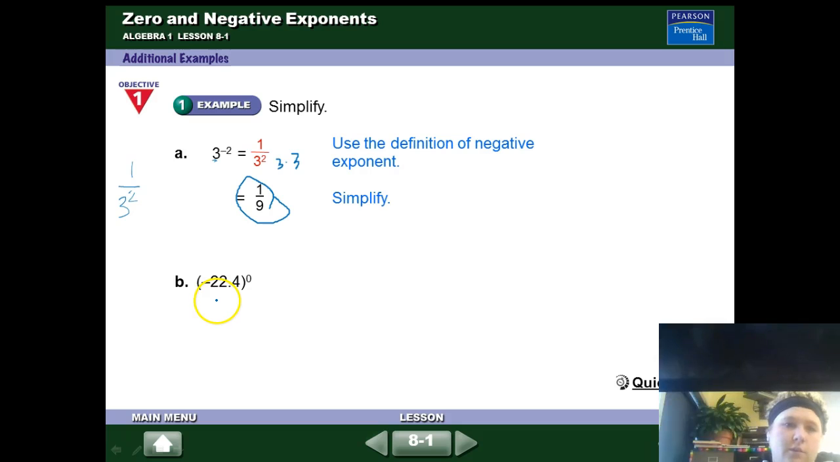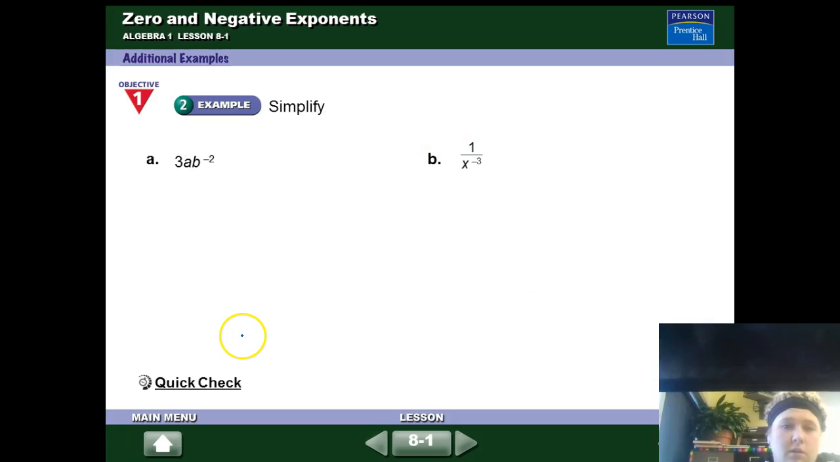1b here, negative 22.4 to the power of 0. Well, we know anything to the 0th power is going to equal 1. So if you use the definition of 0 as an exponent, anything to the 0 is 1. There's your answer. Here's a few more.